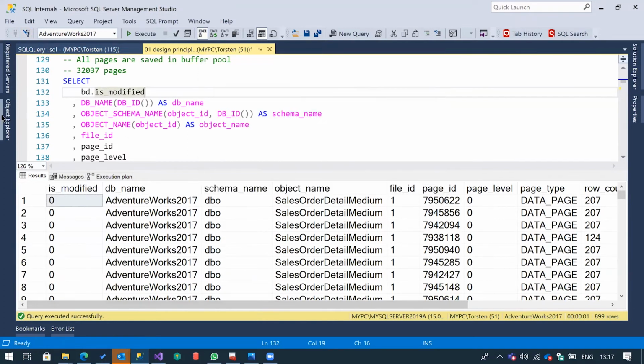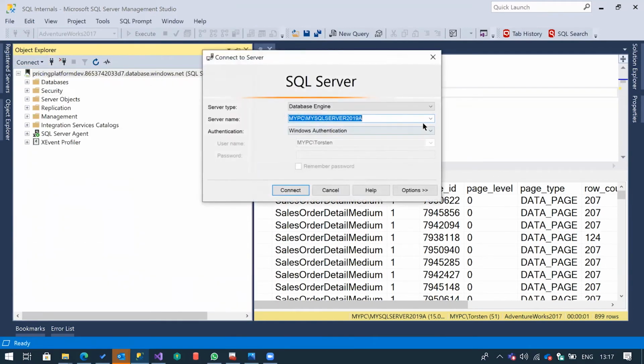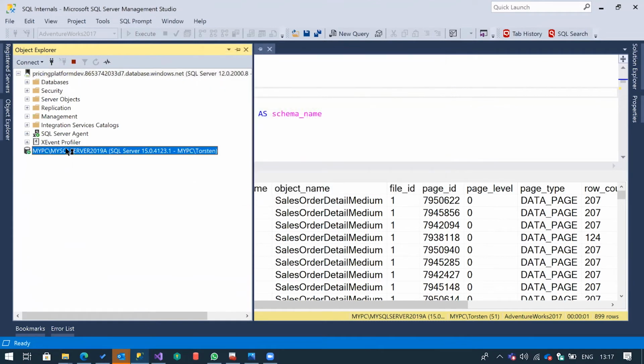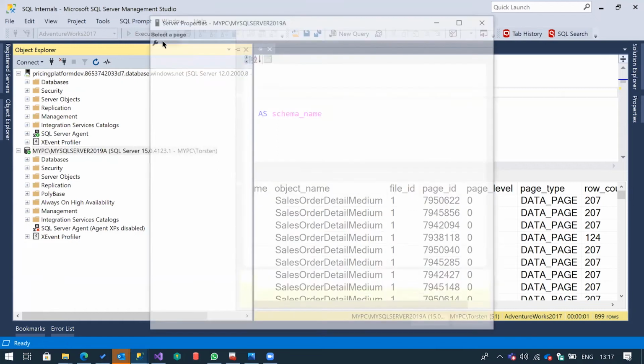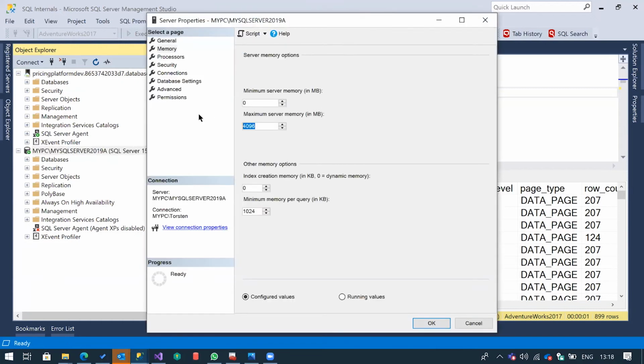1 second. Just need to connect to my instance. And maybe the problem is the memory allocation. Yeah, okay. Let's do this.